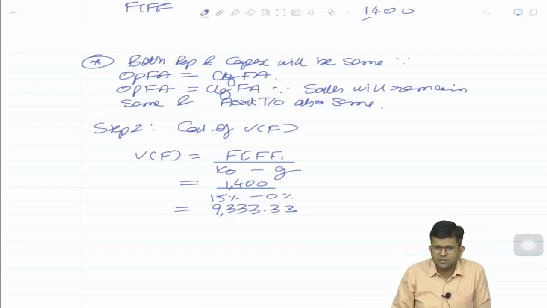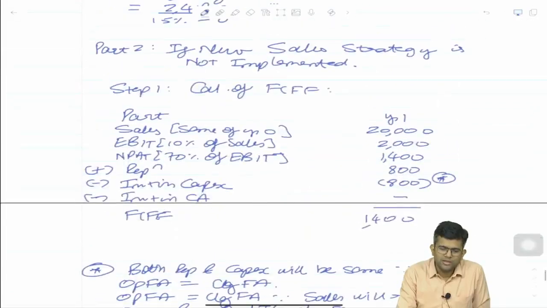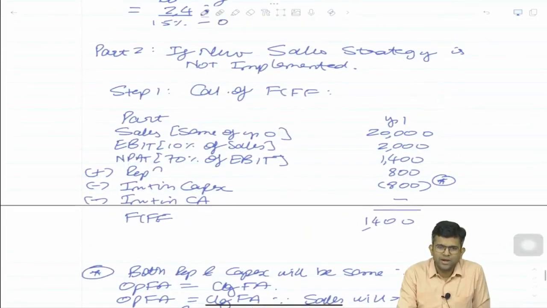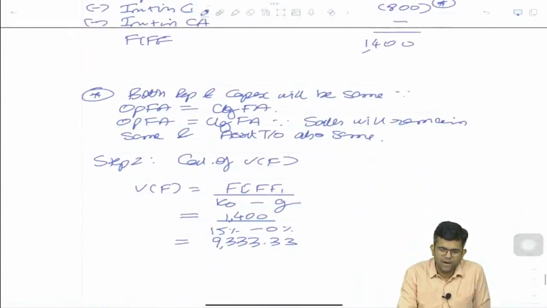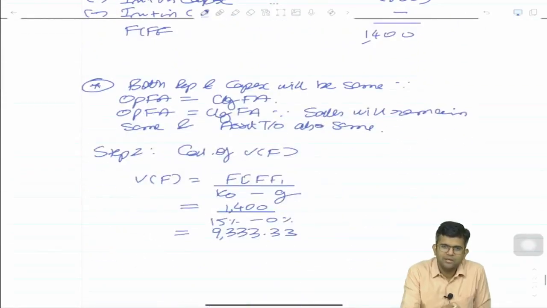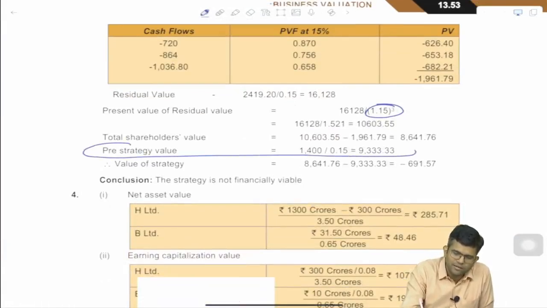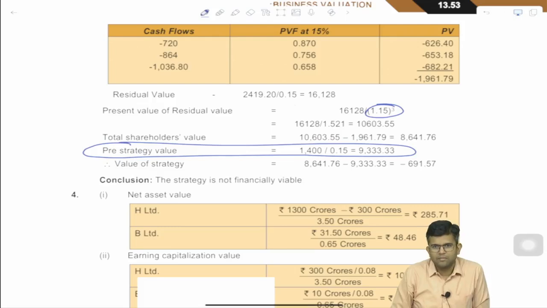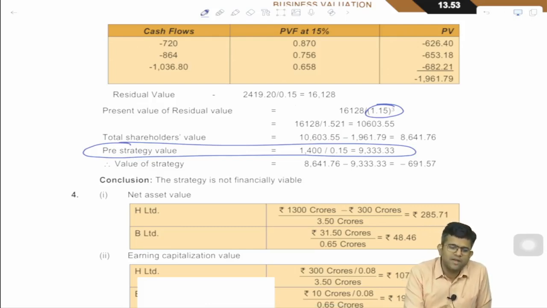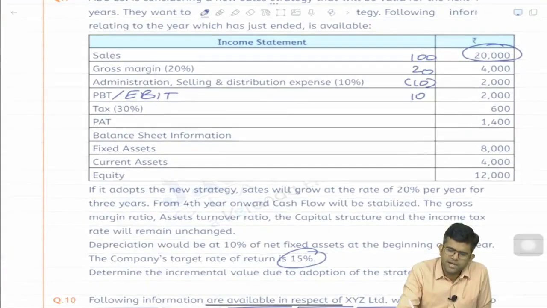Where did you get 28,000 from? 14,000 divided by 15%. Got this, everybody? Now students, all this you wrote now in part 2. Look at the screen. All that you wrote in part 2 right from here till here, ICAI has wrapped it up in only one line. And you will say, sir, from where did they get 1400? They are saying it was given.